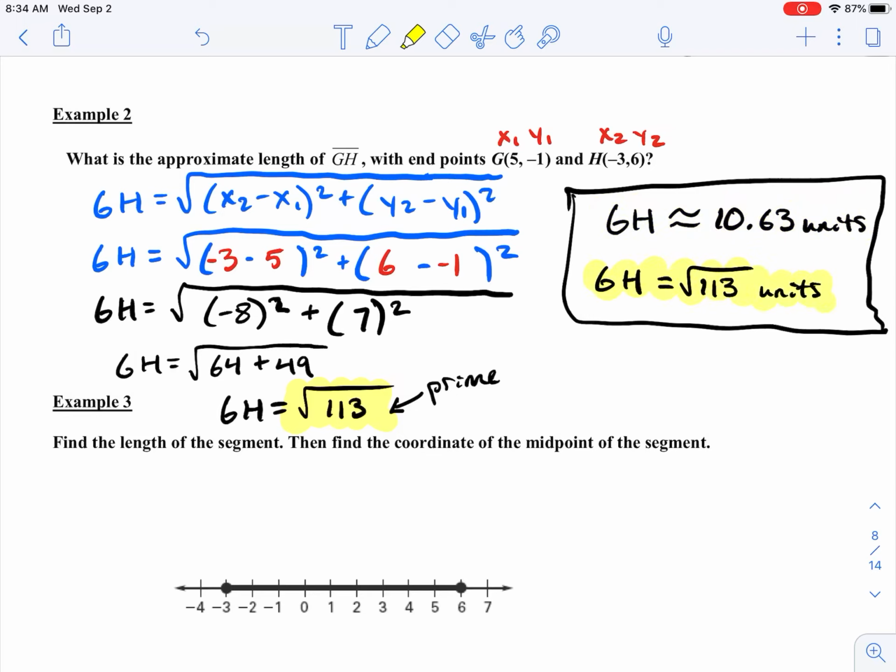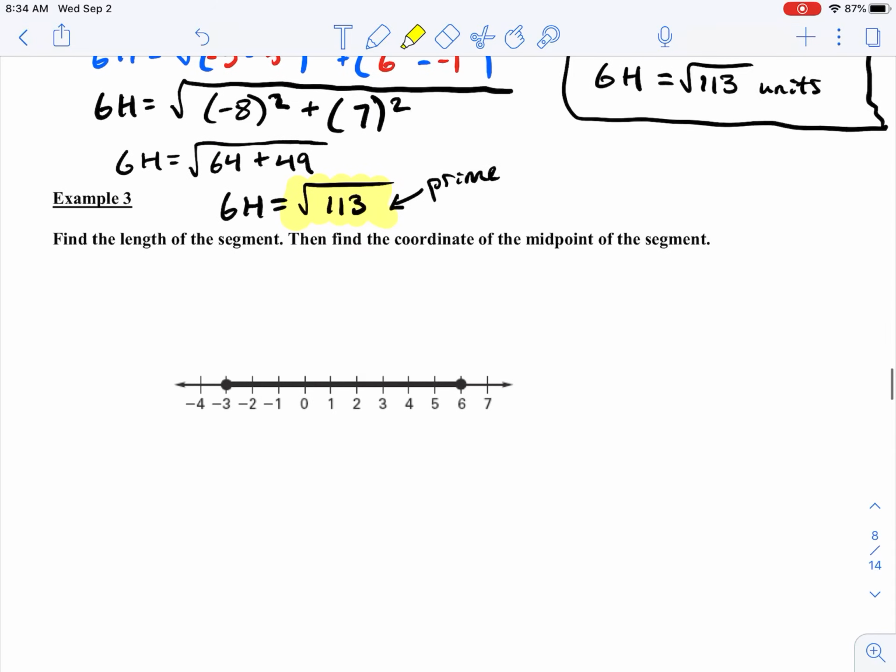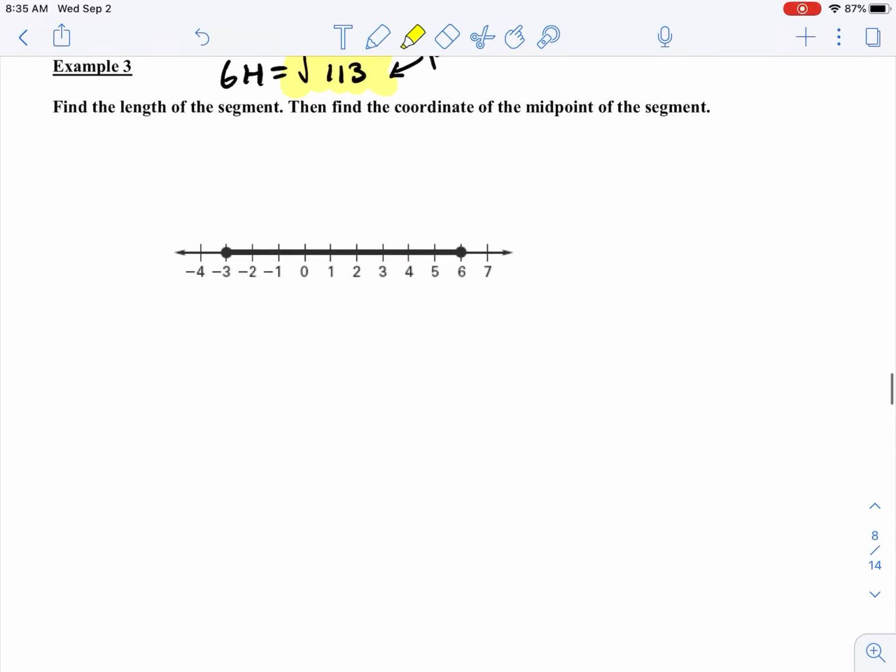On the flip side, the benefit to this is it is exact. It is exactly the square root of 113. The downside is, I wouldn't know, and I'm a math teacher. If I asked you, what's the length of GH? What's the length of the wall over there? And you said, oh, it's exactly the square root of 113 units, I'd be like, oh, I have no idea how to visualize that in my head. So just some pros and cons of both.